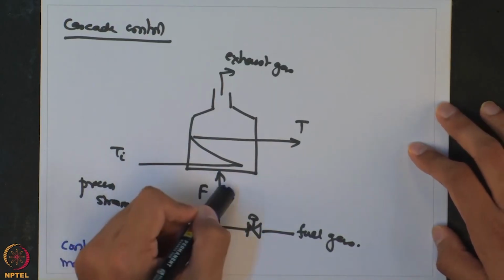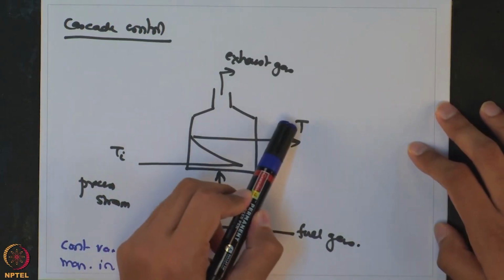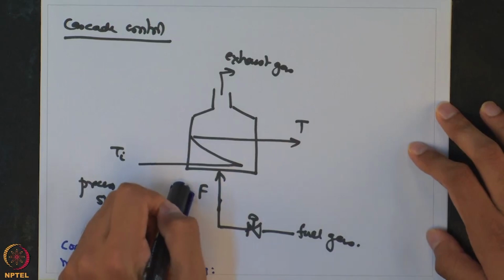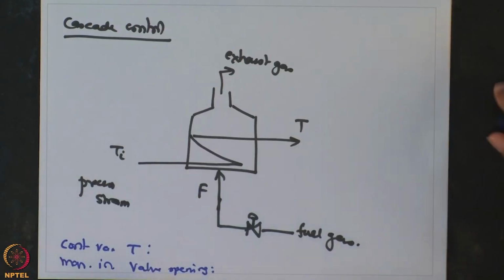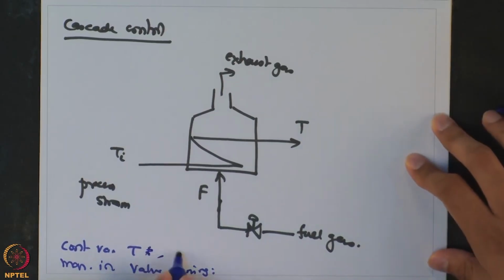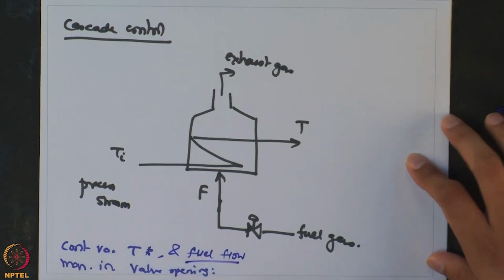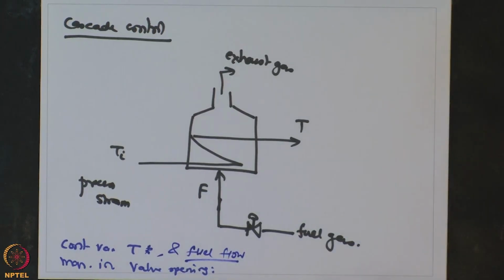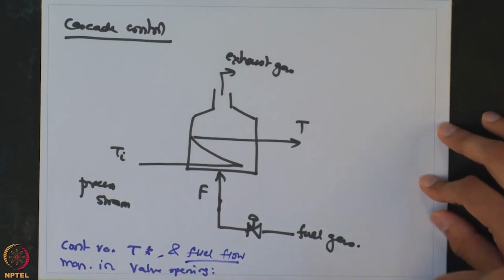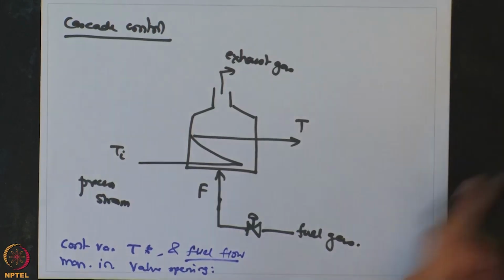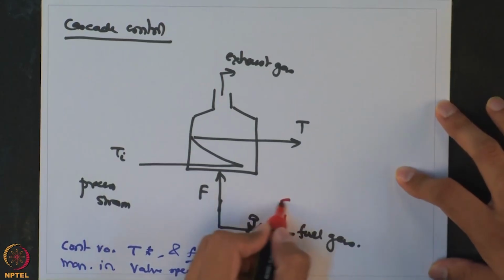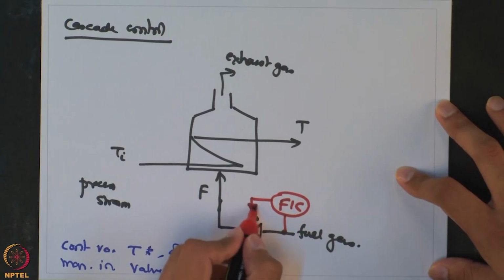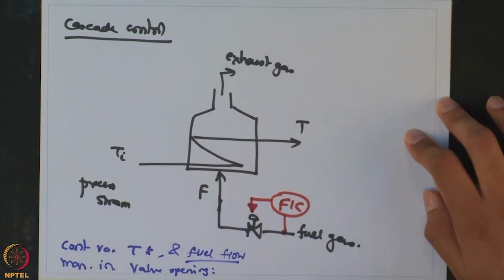So, for a particular temperature set point, we want a certain flow of the fuel which goes in. So, we might be interested in controlling the fuel flow as well, but we have only one valve opening. So, let us consider that we use a flow controller on this. We measure the fuel flow and accordingly manipulate the valve.